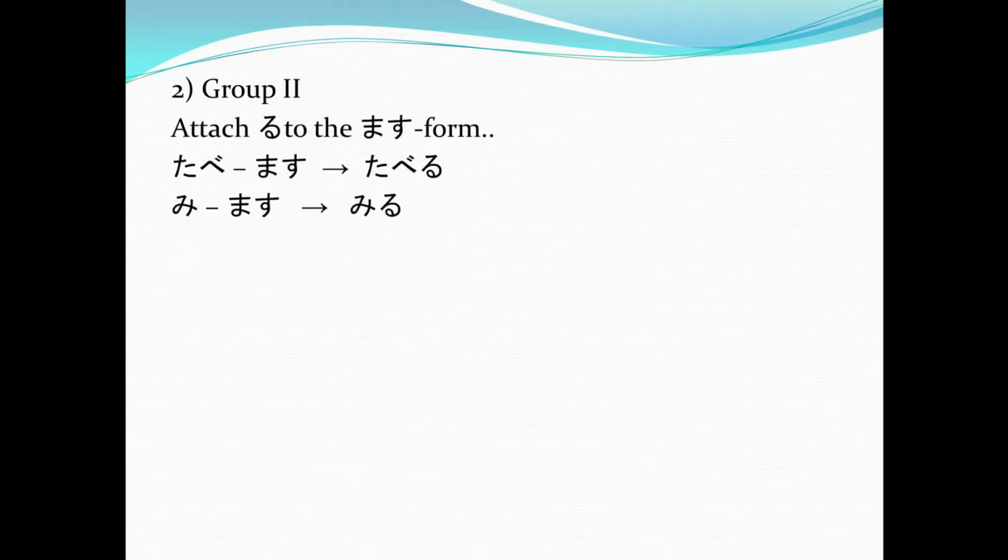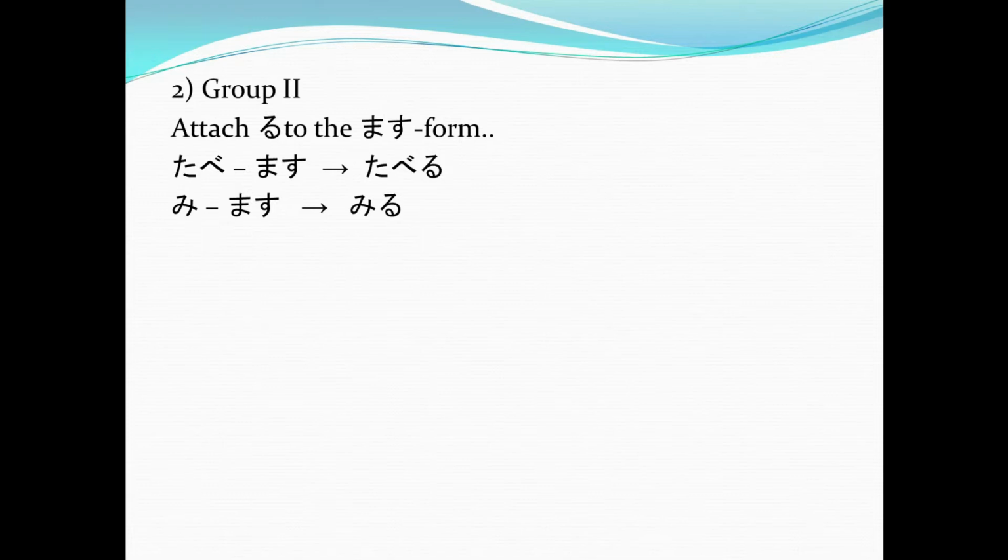Now in group 2, changing it into the verb dictionary form is very easy. You just drop the masu, then add ru. For example, tabemasu will become taberu. Mimasu, to see, will become miru. Then what are the other examples that we have? To show, misemasu will become miseru. To be enough, tarimasu becomes tariru. To live, ikimasu will become ikiru.